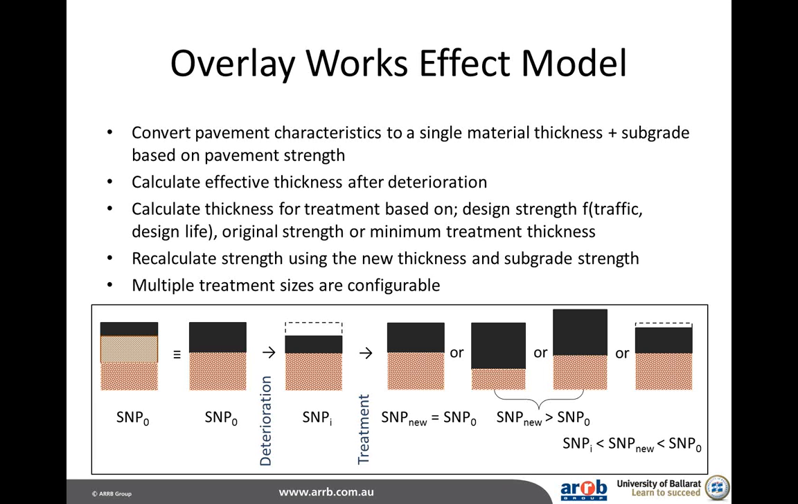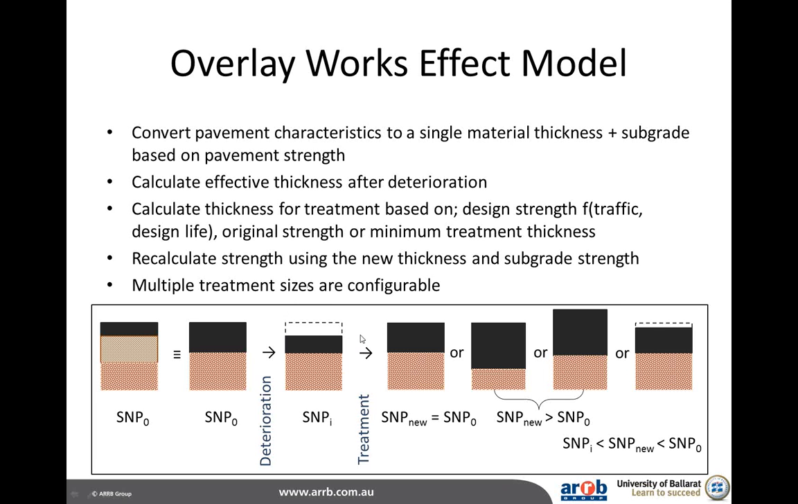As the road deteriorates, it makes the assumption that the deterioration is just in that top layer. So as the strength is reduced, that layer is effectively reduced in thickness. And this is important because we are determining treatment thicknesses as one of the internal mechanisms in FAMLIT as part of the works effect model. So as the pavement deteriorates, it has an effective thickness reduction.